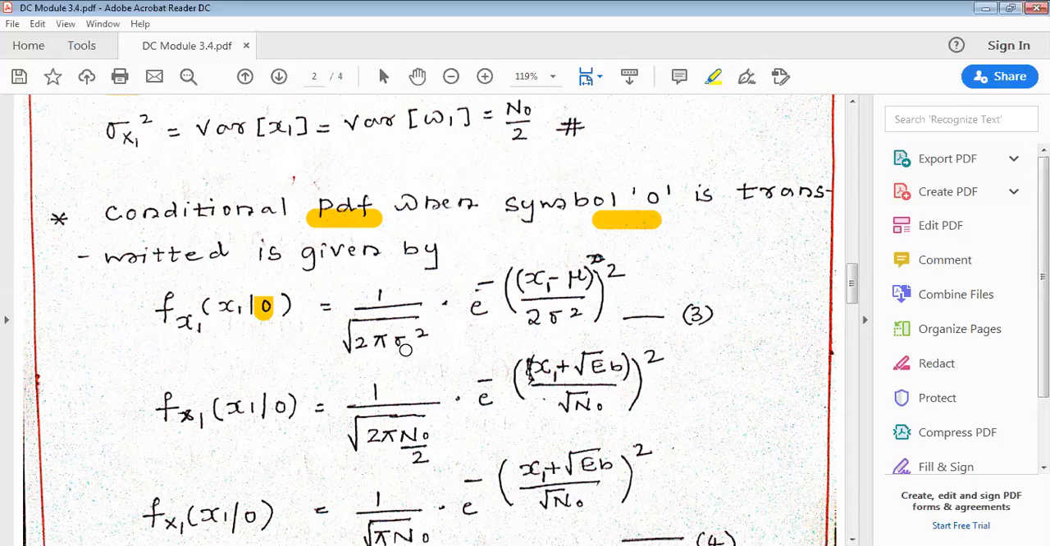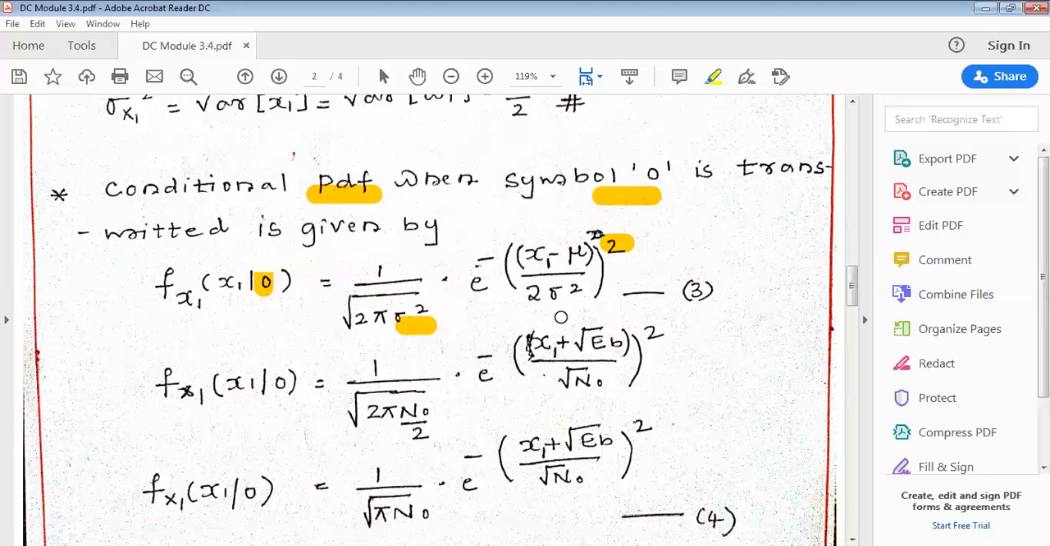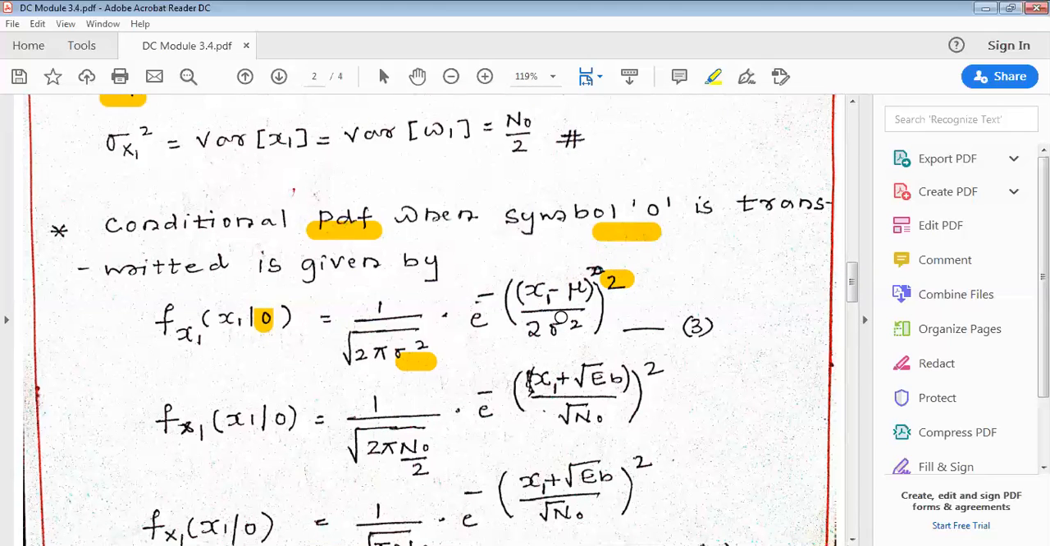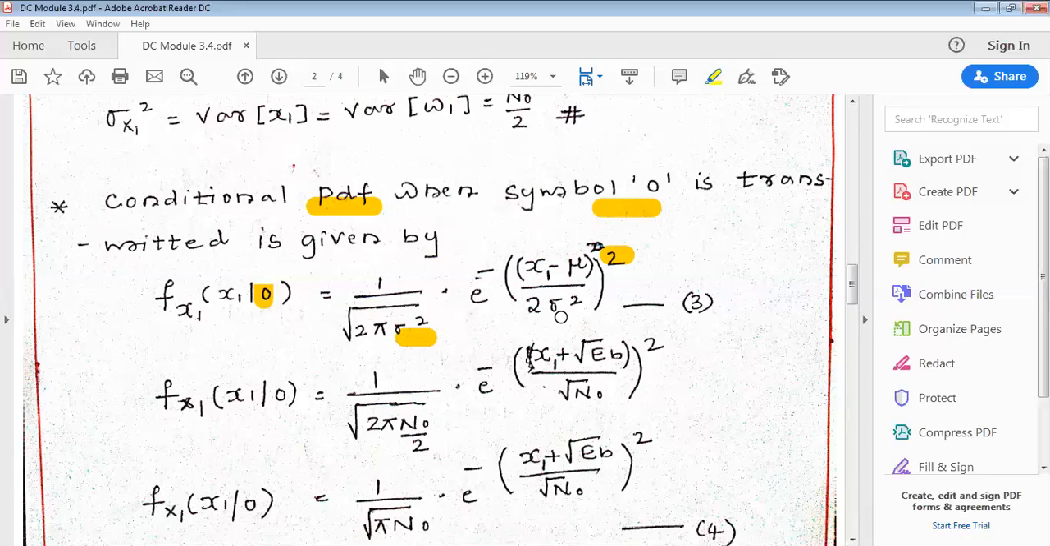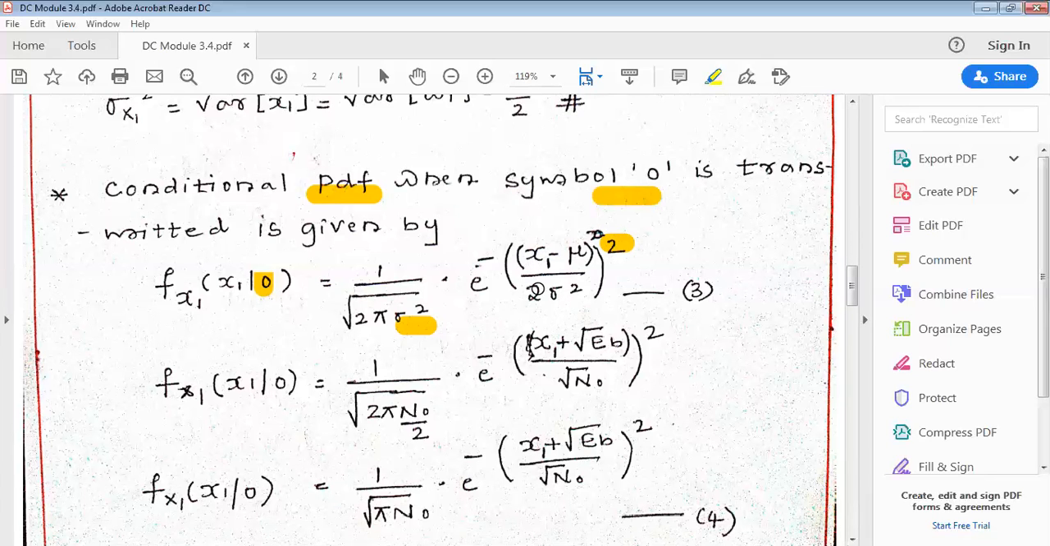That sigma square is the variance, into the exponential function, that is e raised to minus (x1 minus mu) divided by 2 sigma square, whole square, where x1 is the random variable and mu is the mean of this random variable, and sigma square is the variance of random variable x1. We already calculated the mean and variance of x1, so let me substitute those values here.